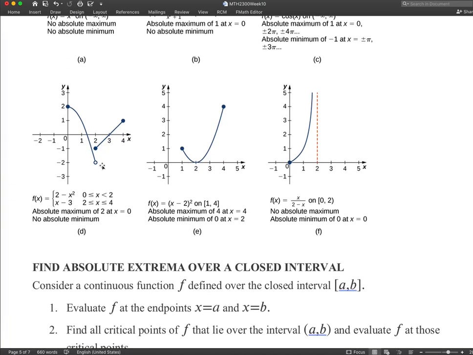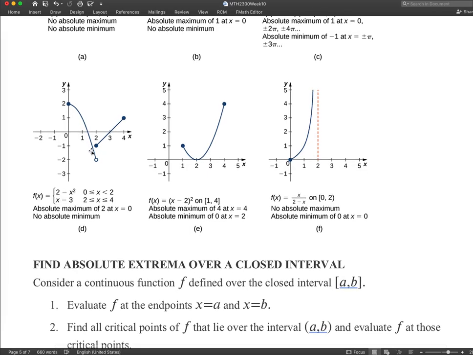This next graph is very weird. But anyway, speaking of the absolute maximum, look at the graph, it's 2 here. No point is higher than this one. And then the absolute minimum: remember this little empty circle means it is not part of the graph, which means the function has no value at x equals 2 here. Don't take it for granted that it's negative 2. It's not. So surprisingly, we say there is an absolute maximum, but no absolute minimum.